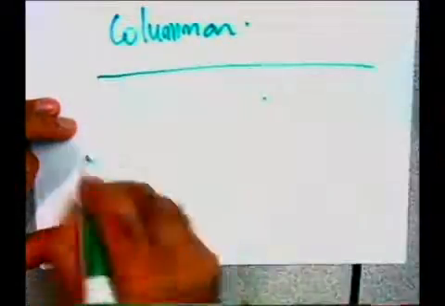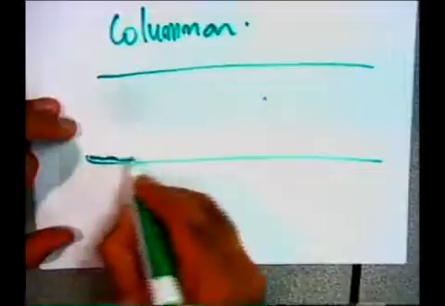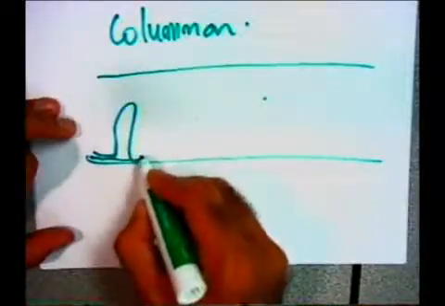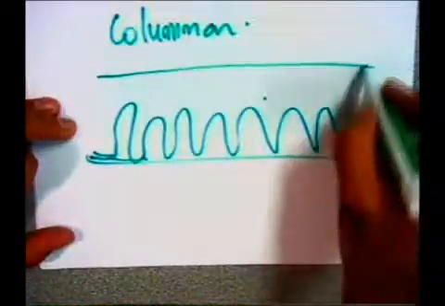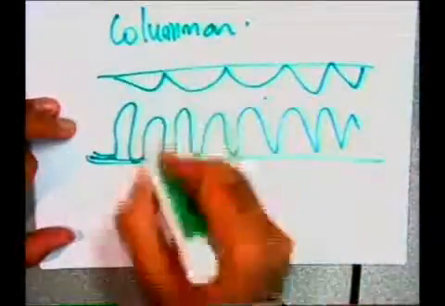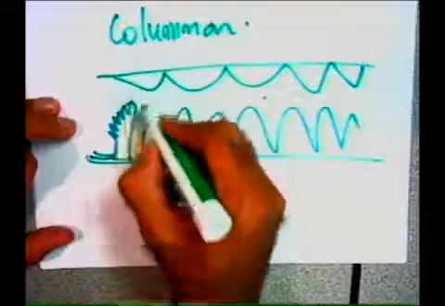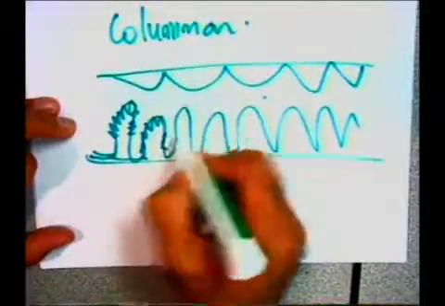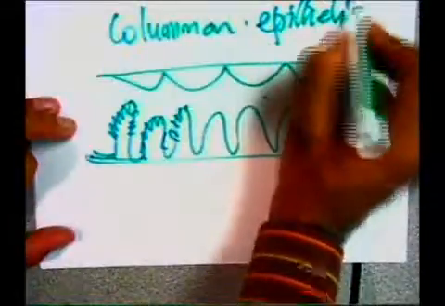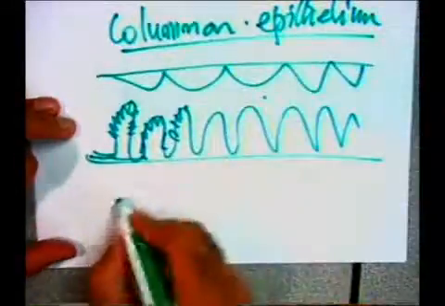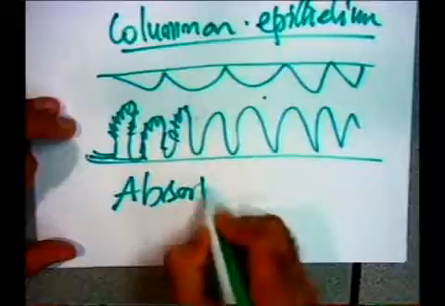which is the inner lining of the intestine. Suppose this is the intestine, and then this lining, these cells. I'm drawing villi, this finger-like thing, and then you have microvilli here. So they form a columnar epithelium. What is the function of this columnar epithelium? Absorption.